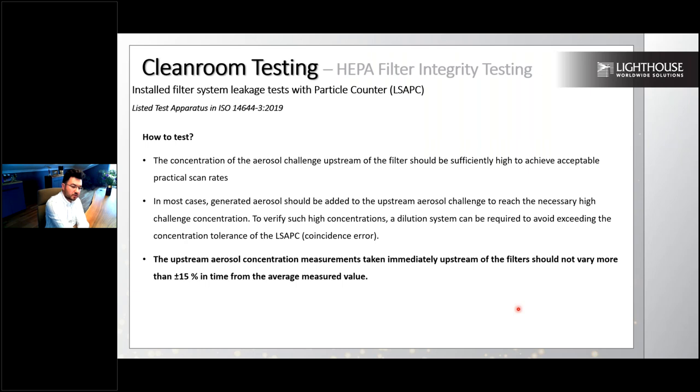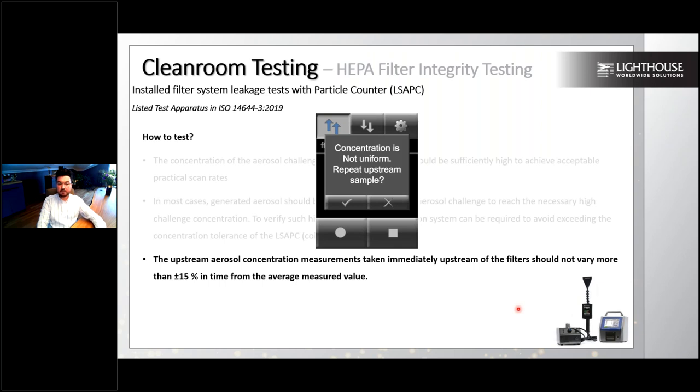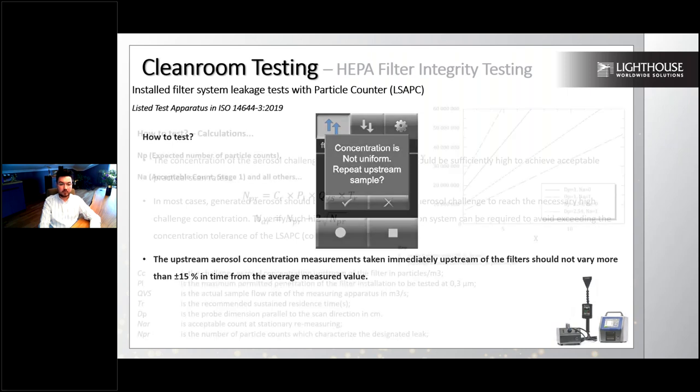Third, the upstream aerosol concentration measurements taken immediately upstream of the filters should not vary more than plus or minus 15% over time from the average measured value, which means when you first start, there should be a certain upstream value, and this upstream value will not vary more than 15%. That's why in Scanair Pro, we have this concentration uniformity check, an automatic system checking your uniformity. It takes an upstream sample every 5 seconds and compares the value of each count. If it varies more than 15%, the system tells you the concentration is not uniform. Repeat upstream sample. So it saves you from another unnecessary error from the system.